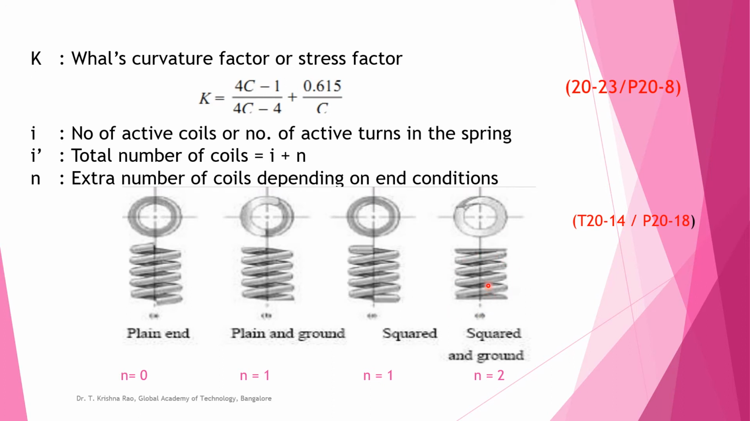Active number of coils are the useful coils for deflection. The actual or total number of coils is always the active number plus something. This n is the extra number of coils to be added depending on the end condition. If there are plain ends, no extra coils are required, n is 0. For ground ends or squared ends, we have one coil extra. For squared and ground ends, we have to have two coils extra. This is also given in the data handbook, and also we have Table 20-14.